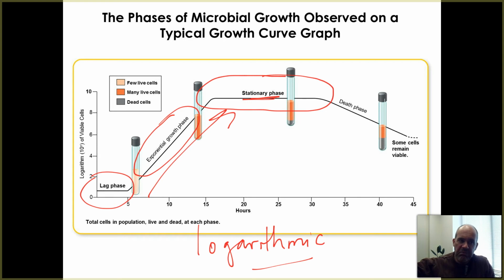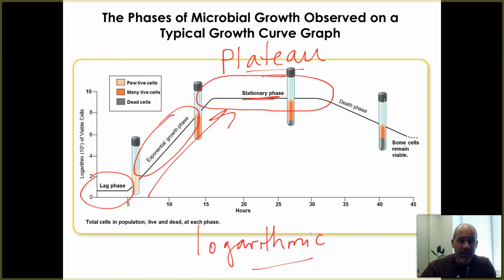Population is going to kind of hold steady. That's called the stationary phase. Some people call this the plateau phase as well, because it looks like a plateau where it's flat on. You've got like a hill or a mountain and it's flat on top. That's called a plateau. So what's going on there?